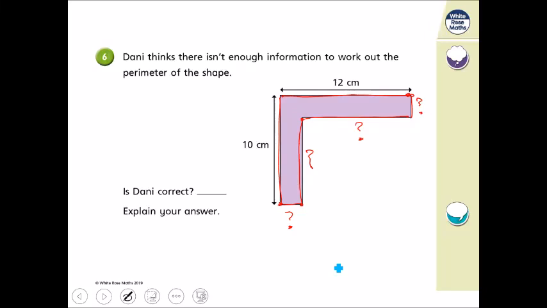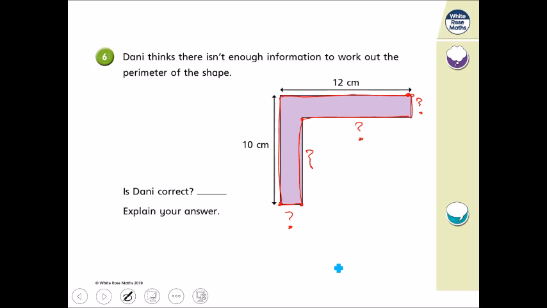Number 6. Danny thinks that there isn't enough information to work out the perimeter of this shape. Now, as you can see, I've already outlined the distances we know, but also put question marks on the distances that we don't know. And there are too many question marks, so therefore it's impossible to work out what those question marks are. Now, some children might say, well, you can guess. No, you're not allowed to guess, you have to know exactly.